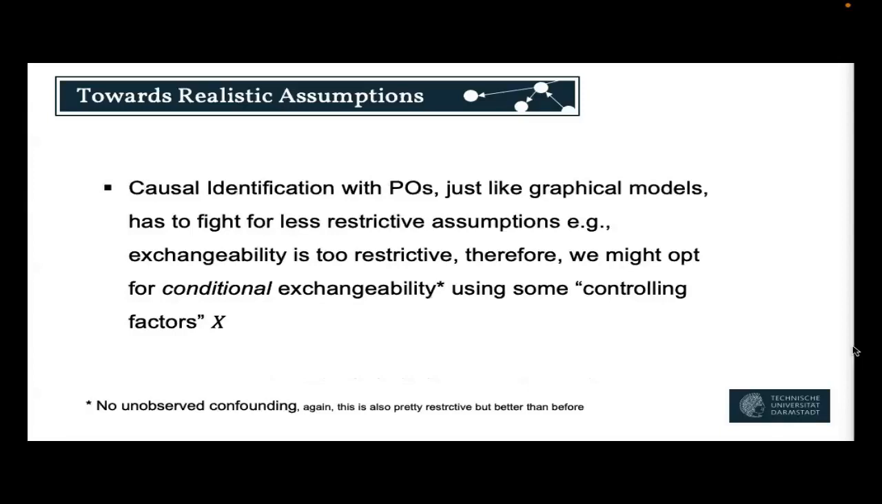Yeah, so we used ignorability. We were able to do causal identification. But now we are getting deeper into the power of potential outcomes and specifying things in terms of notation, in terms of algebra, right? So what we really want to have is realistic assumptions, right?